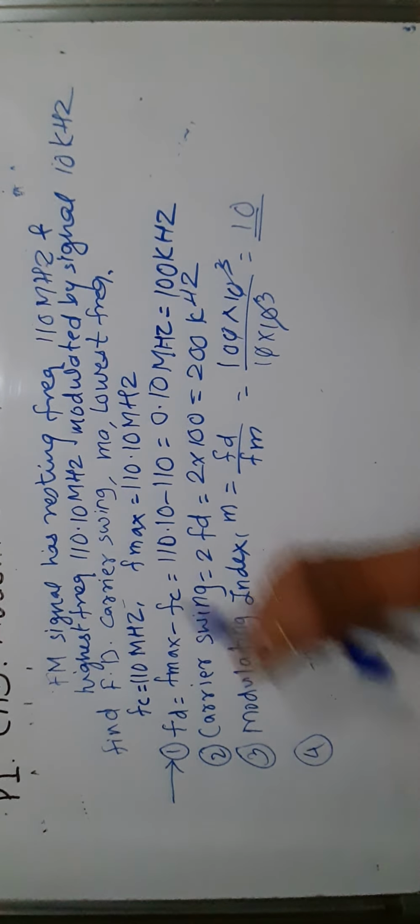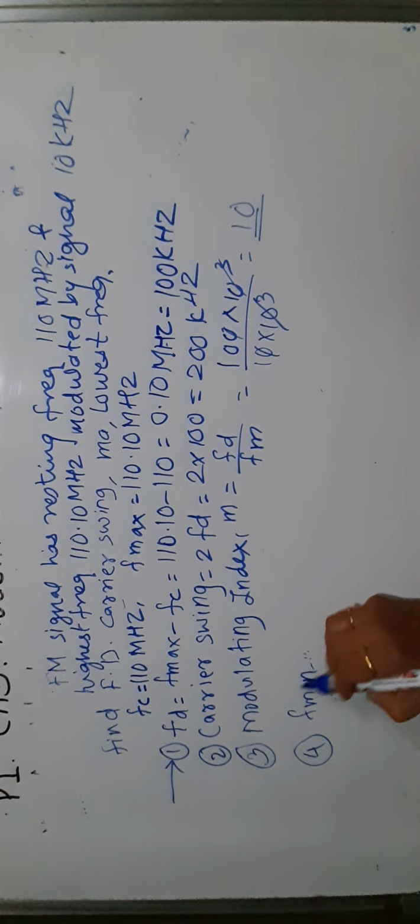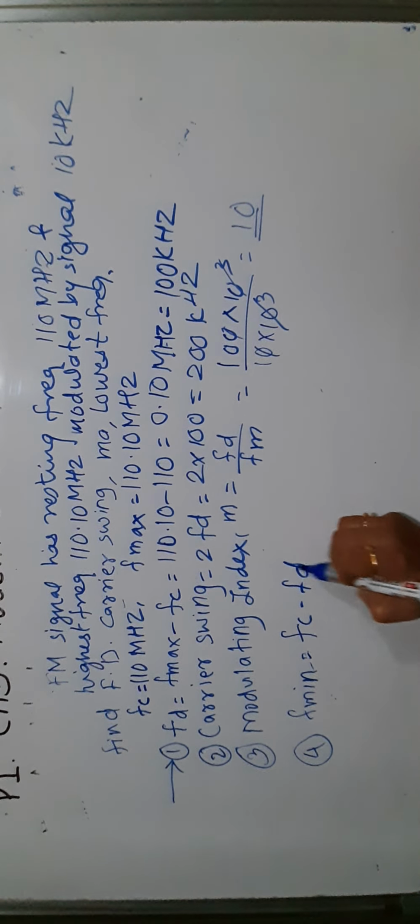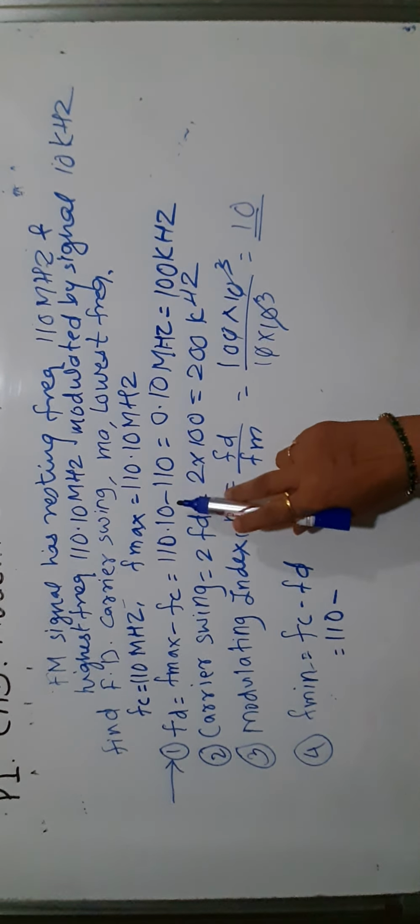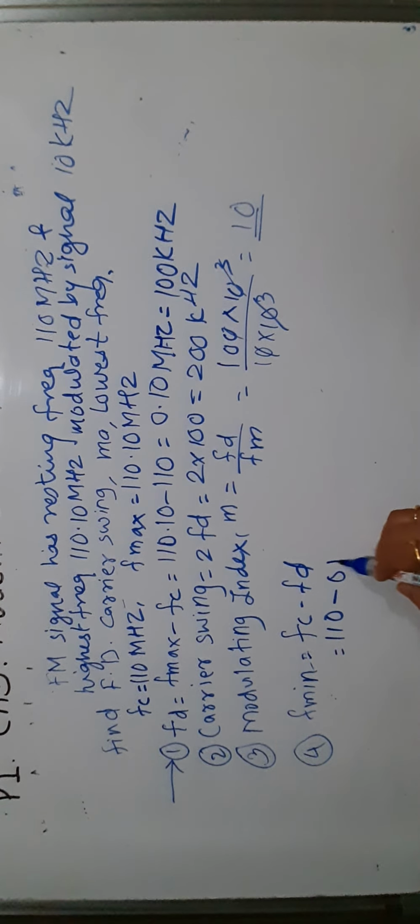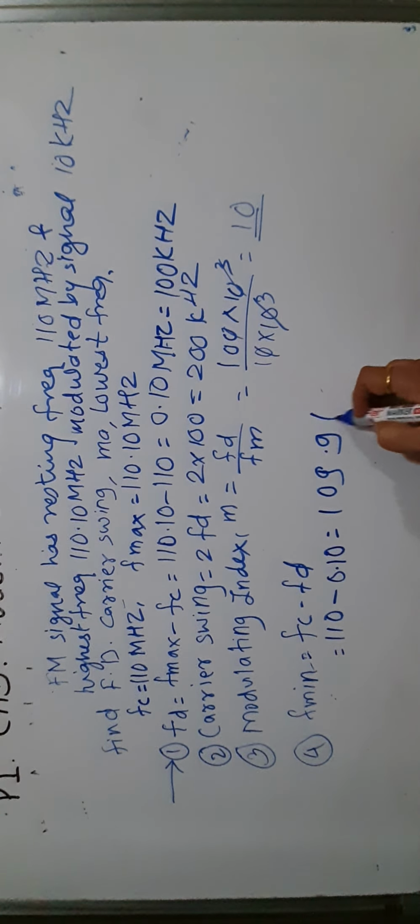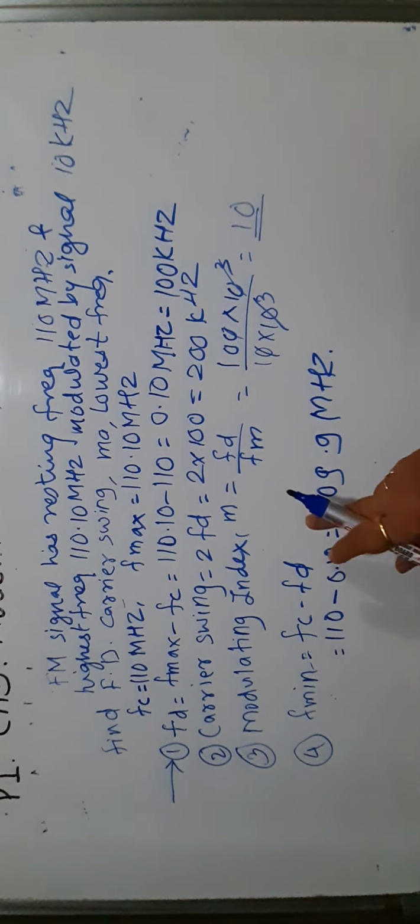Now lowest frequency means F min. F min equal to FC minus FD. Carrier frequency minus frequency deviation. Carrier frequency is 110 minus frequency deviation is 0.10. So it is 109.9 megahertz. So this is how we can solve the problems related to AM and FM.